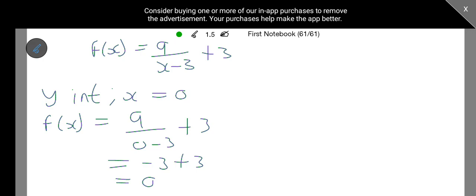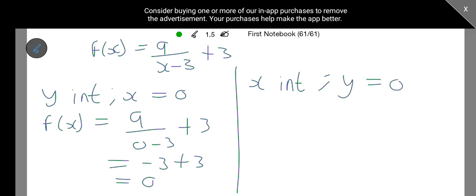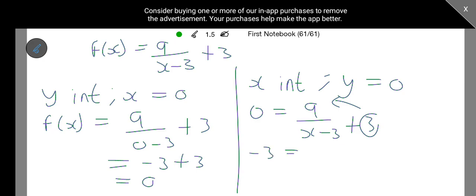Now, what about the x-intercept? For the x-intercept, you let your y be equal to 0. So we're going to say let y be equal to 0, and 0 is equal to 9 over x minus 3 plus 3. We take the positive 3 to the left side and it changes the sign. Negative 3 is equal to 9 over x minus 3.